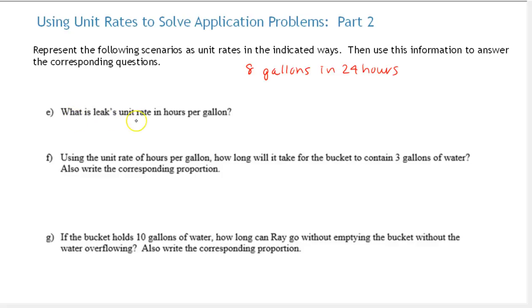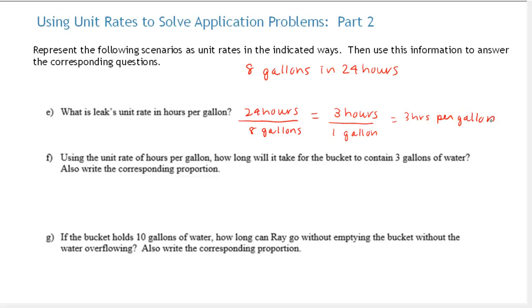Now we're going to find what is the leak's unit rate in hours per gallon. So we know it's 8 gallons in 24 hours. So now we're going to write hours per gallon is hours over gallons, 24 hours over 8 gallons. And this one's actually going to simplify more nicely. 24 divided by 8 is 3 hours per 1 gallon, and that makes sense because 3 over 1 is the reciprocal of 1/3. And we might write that as 3 hours per gallon. So this means it takes 3 hours for 1 gallon of water to leak.